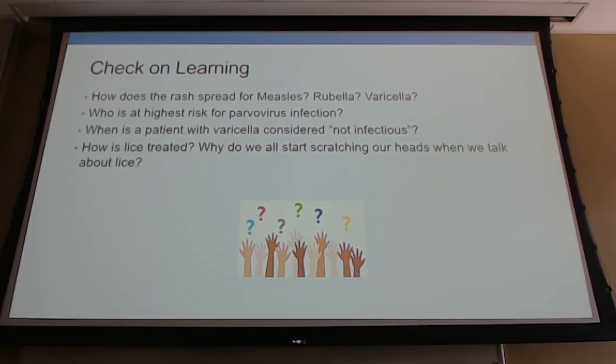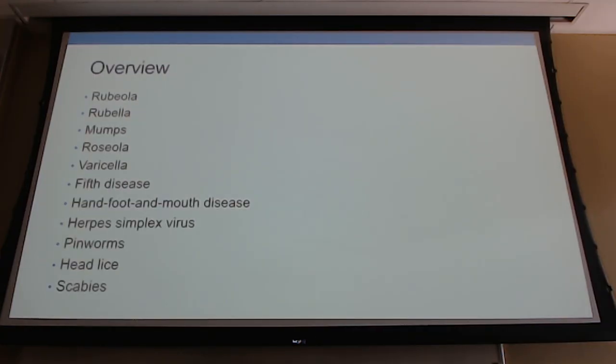Little harder. When is a patient not infectious for varicella anymore? Everything scabs over. Everything's crusted over. Correct. How do you treat lice? What's first line? Permethrin. Second line? Malathion or ivermectin. And think about your selfies. Don't itch too much. Hopefully that wasn't too painful.